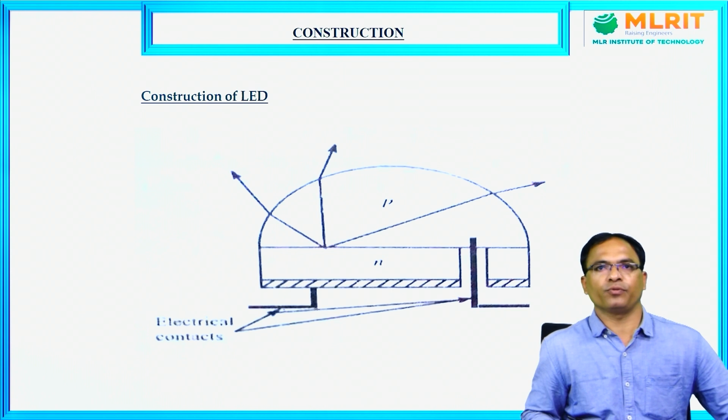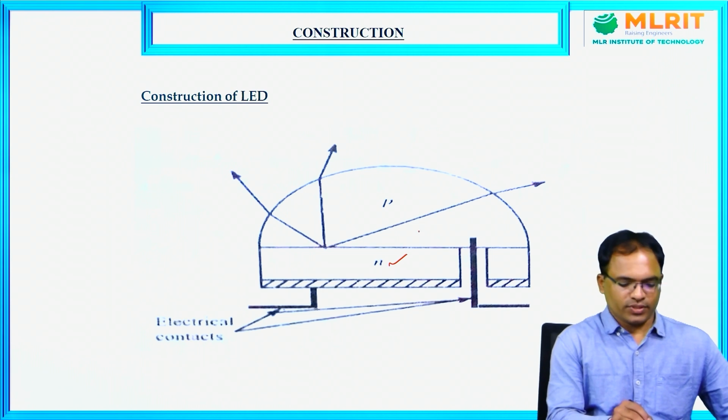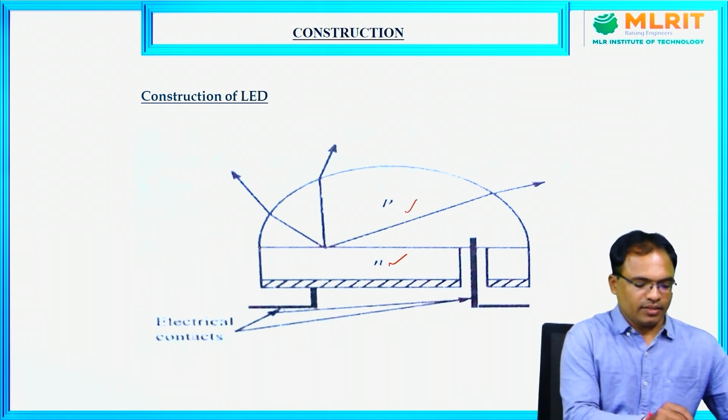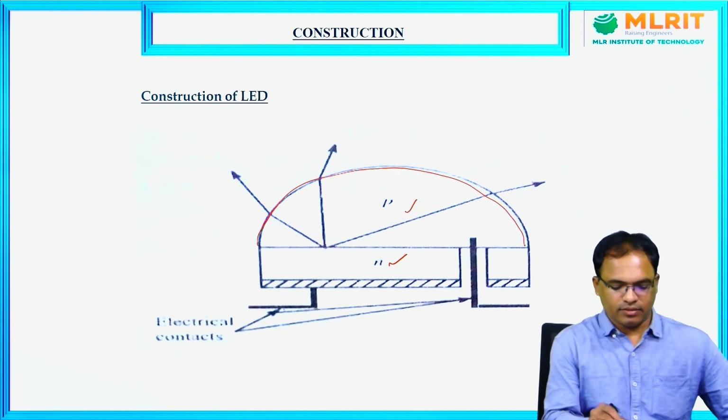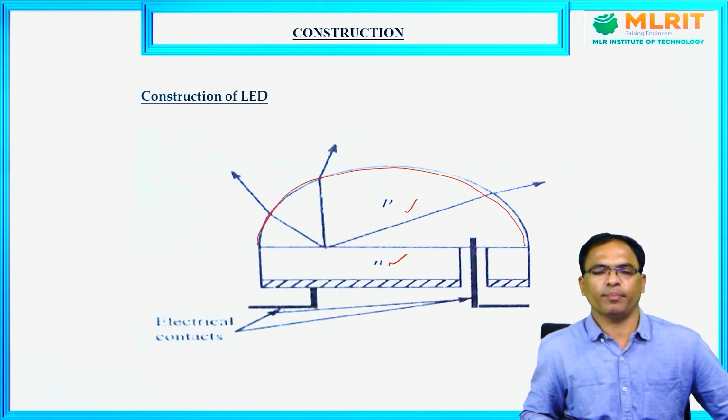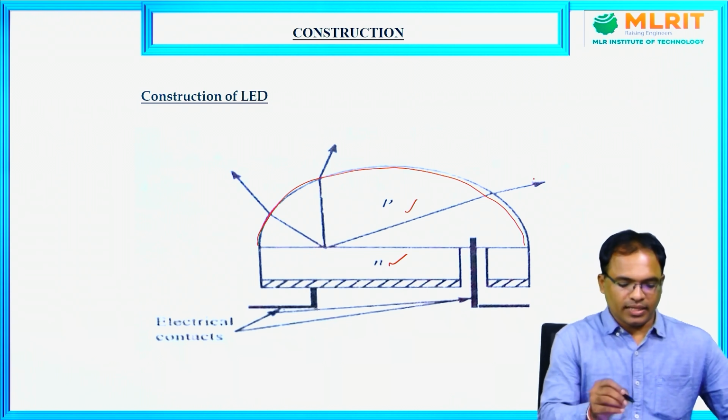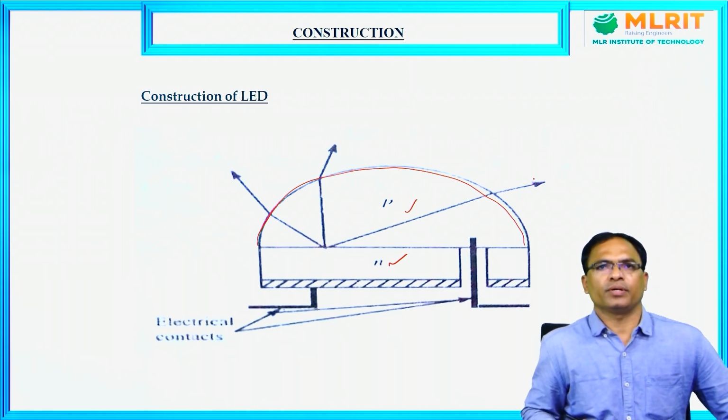So, an enlarged view of the same structure is shown here. The N-type substrate is there, upon which the P-type layer is molded in the form of a domed shape. The light is coming out of the LED successfully without any absorption.